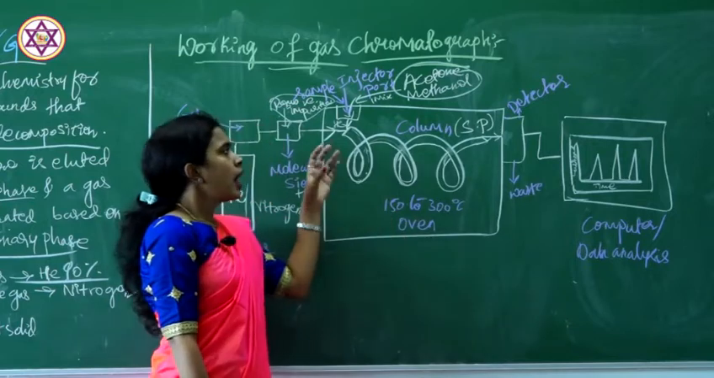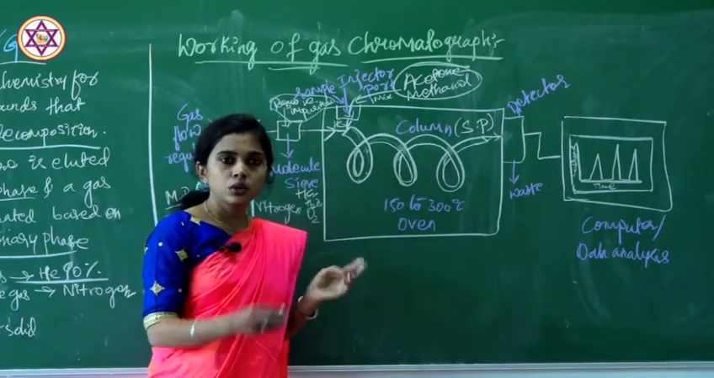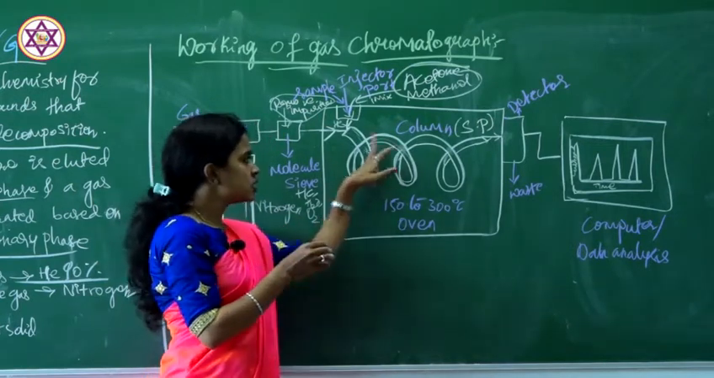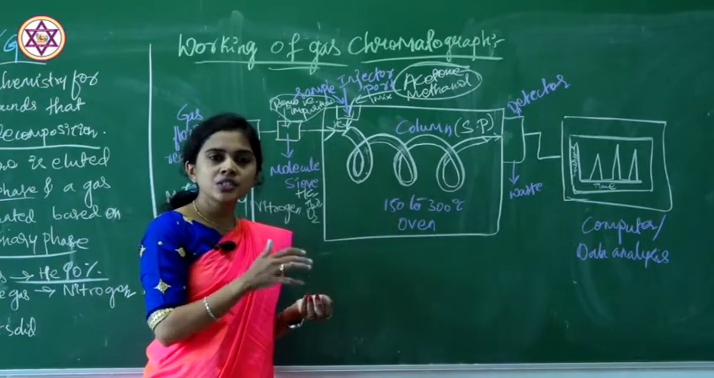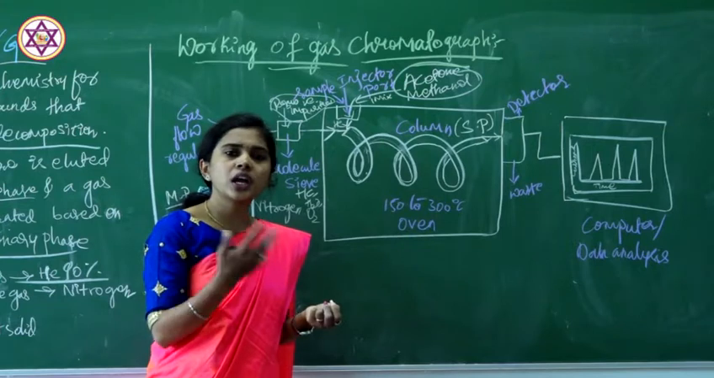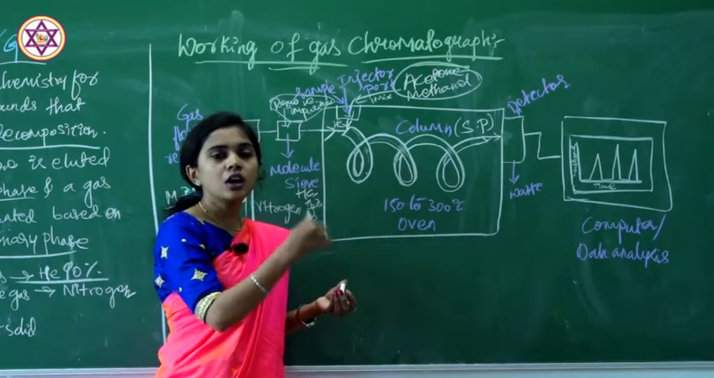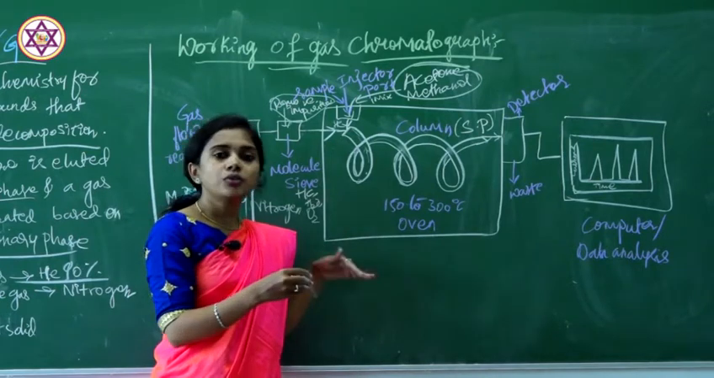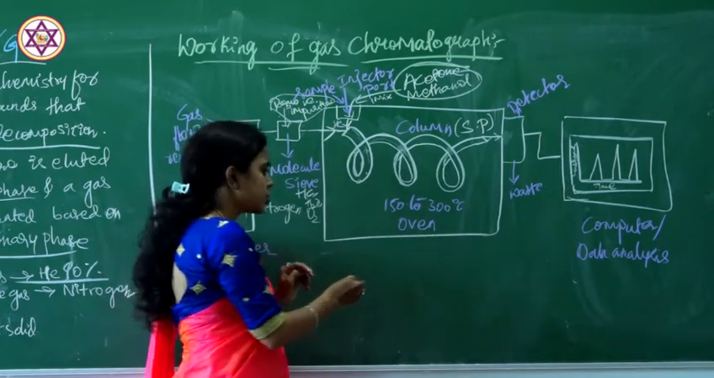Then, as I observe, I am going to have two samples. Two compounds are there, acetone and methanol. As it goes inside this column, if it is highly volatile in nature, what will happen? It will carry with the mobile phase only.